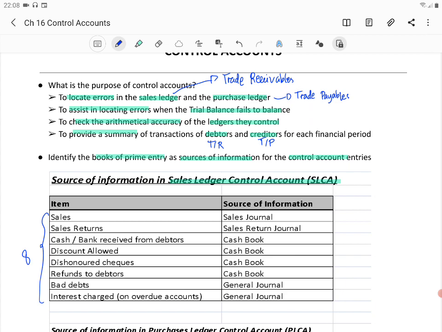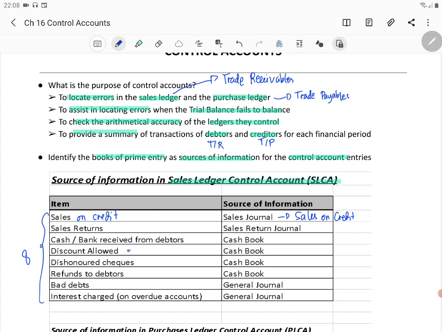So first of all, sales. It comes from sales journal. Sales journal is representing sales on credit. So sales here is sales on credit, not on cash, but on credit. And then sales return from sales return journal. And then cash bank receipt from debtors from cash book. Discount allowed from cash book. Dishonor checks from cash book. And refund to debtors from cash book.